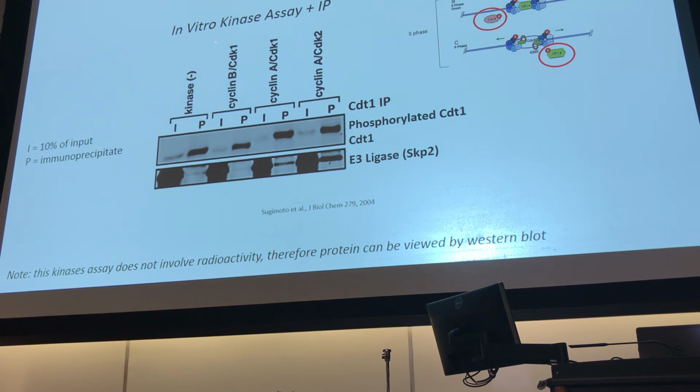But now look, if CDK1 is bound to cyclin B, you get no phosphorylation, you get no binding to the E3 ubiquitin ligase. So again, this goes back to the importance of the activity of these CDKs. It's dictated by what cyclin it's bound to. Okay?